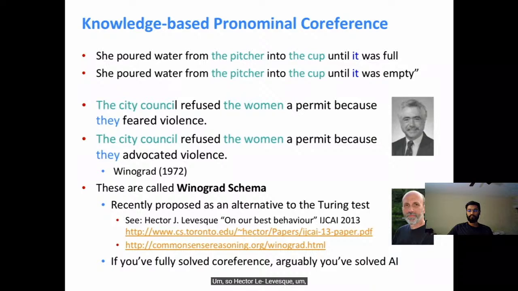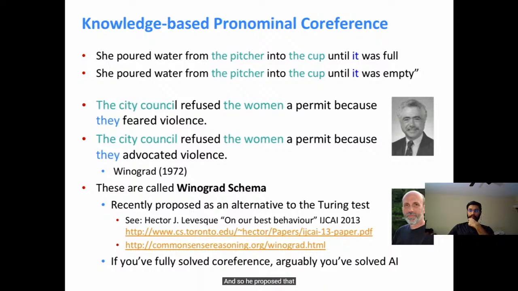So Hector Levesque wrote a paper, I guess 5 years ago now, where he was trying to advocate for a return to doing more in the way of knowledge and world modeling in artificial intelligence, and arguing that there are lots of problems that you just can't solve by the kind of crude statistical methods that our machine learning systems are using, and that you really needed to do more world understanding.